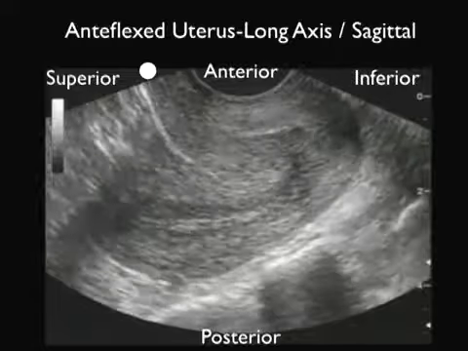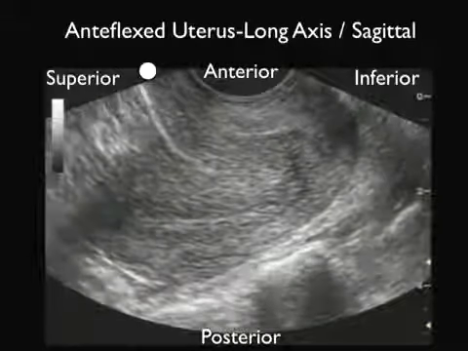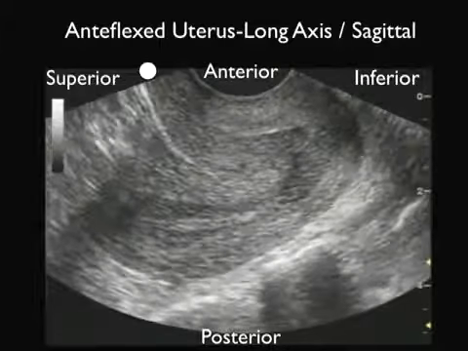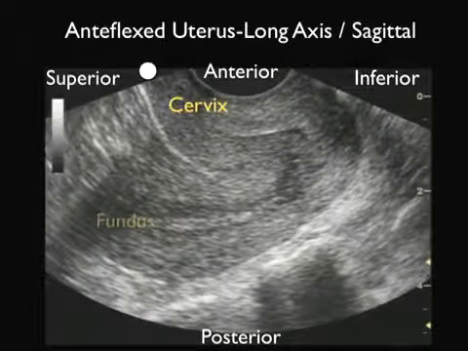Next, let's take a look at an anteflexed uterus as taken from a long axis or sagittal plane. We see here superior to the left of the screen, inferior to the right, anterior to the top of the screen, and posterior all the way down to the bottom.